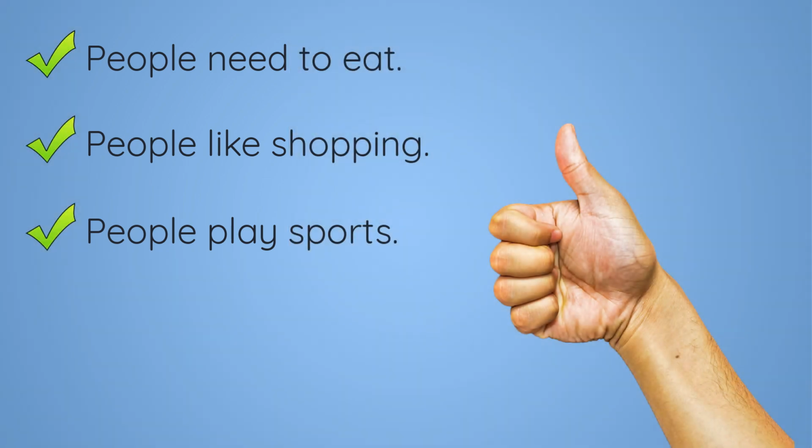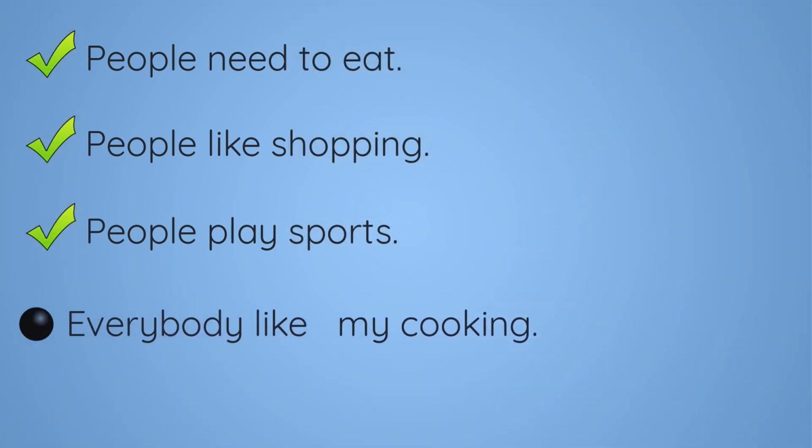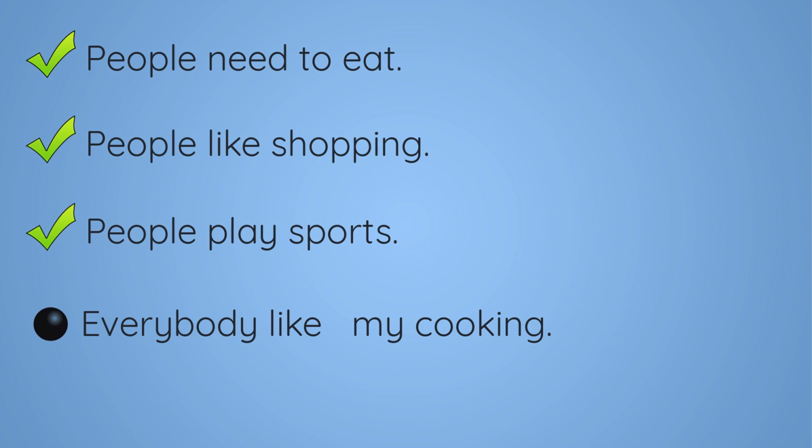Okay? Then the final mistake I see a lot. Everybody like my cooking. What's the mistake here? It's similar to the mistake we just covered. "Everybody." In this case, we need an S because of subject-verb agreement. Everybody likes my cooking. Okay? So, with "everybody," you always need an S on the verb if you're talking in the present. Whereas for "people," there is no S.